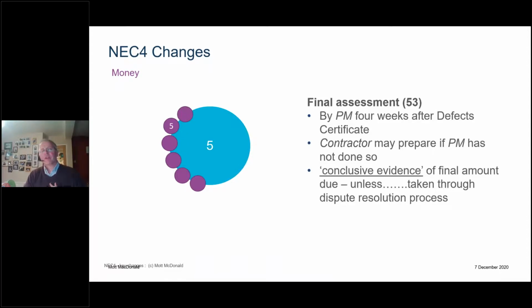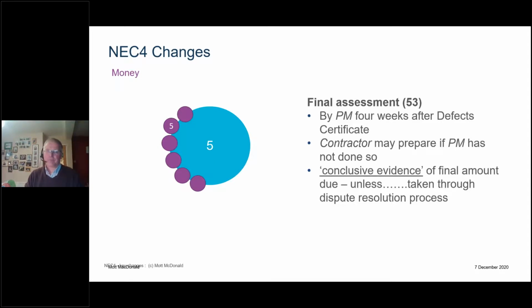Completely new clause. The market told NEC that they wanted a more clear process specifically about final assessment. This is a new clause 53. It wasn't there in NEC3, and effectively there's a detailed process in terms of a time scale. I'd need to read it myself because it's not one you're going to do very often. Obviously, you're only going to do it once on any particular job. But the PM has got four weeks after the defect certificate to prepare this final assessment, in which case the client pays the money. If the PM's useless and doesn't get round to it, the contractor has the opportunity to prepare their own final assessment, at which point I would hope the project manager will be sacked and or shot.